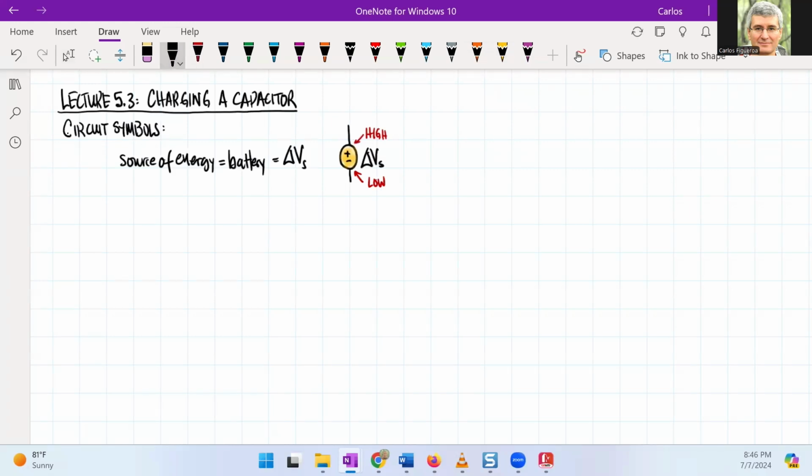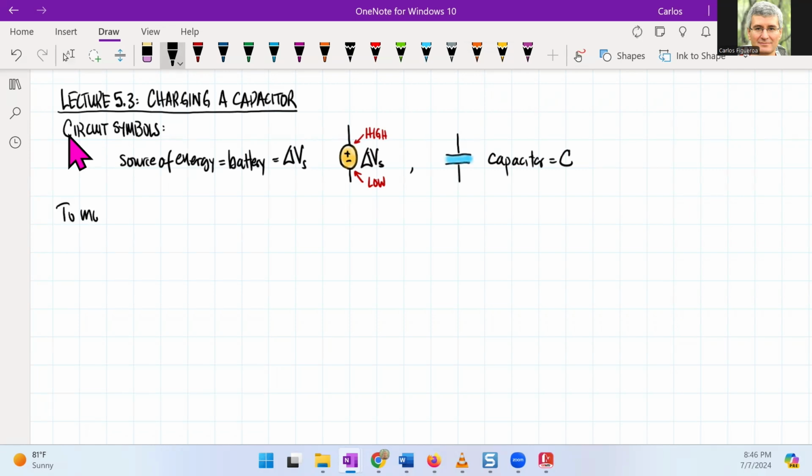And the other symbol that we want to look at is a capacitor. And a capacitor, which we have been drawing, this is a universal symbol. And I'm assuming that we have some dielectric that is not air. So this will be the symbol for a capacitor, which we label as C.